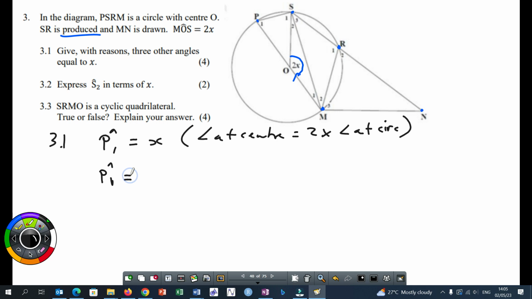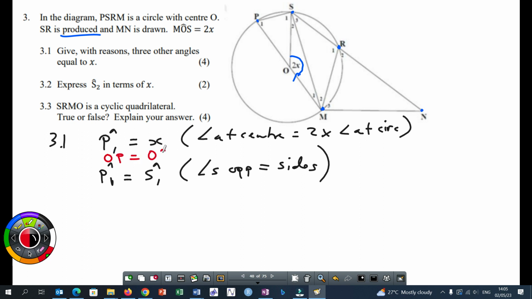Then P1 is equal to S1. Why? Thank you. So this one will be angles opposite equal sides. You know to say OP is equal to OS. Alright, we can write that down. So we can write OP is equal to OS, then we say radii. Okay? It's always better with geometry to provide more information than less information. Are you following? Yes.